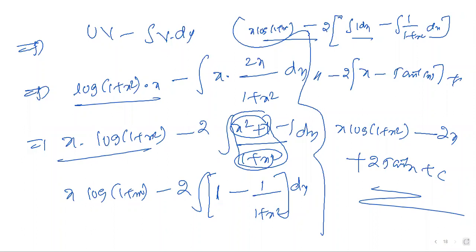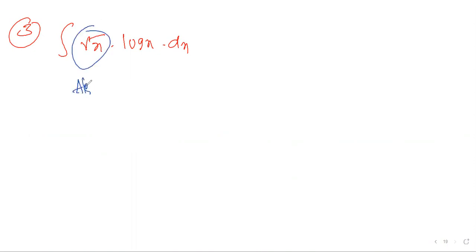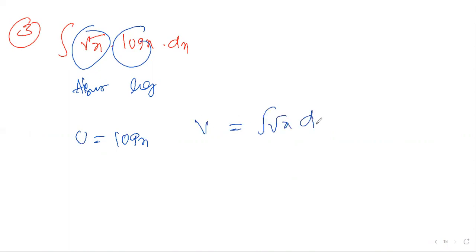Now it's clear. Now go to the next question, the third one: integration of root x into log of x into dx. I'll give the clue. This is an algebraic function and this is a logarithm. Which should I take as u? Logarithm. U is log x, and v is the integration of root x dx. I don't want to do the entire thing. Please continue it as homework. Yes, sir. Now I'll take the next question. If anything is unclear, please let us know. I'll do it in the next classes.